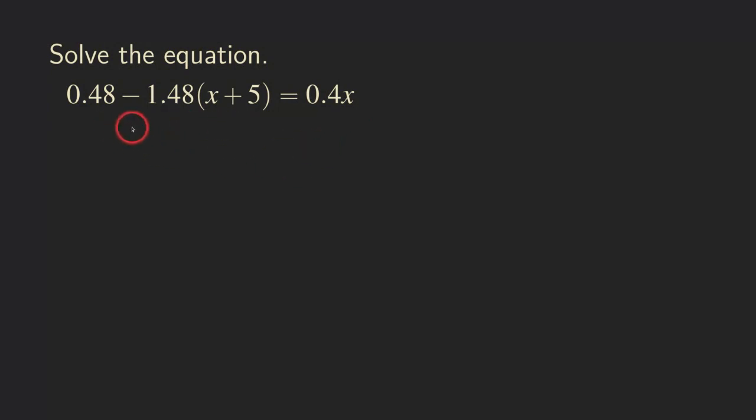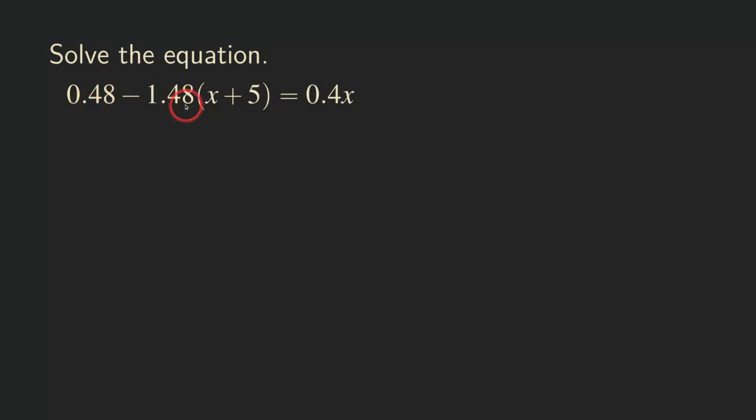To do this, we usually multiply all the terms by some number so that we can get rid of all the decimals. The way to do it is to count how many decimal places you have for the whole equation. For example, in this equation, we have two decimal places for this number here, 0.48, right? There are two digits on the right side of the decimal point.